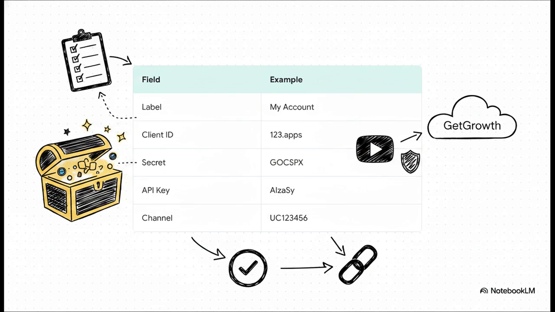So for the display label, you just enter a friendly name, something like my YouTube business account. For the client ID, you're going to paste that first key we got from Google OAuth. For the client secret, you paste the second key from OAuth. For the API key, you drop in that instant key we generated. And finally, for the channel ID, you paste the code you just grabbed from your YouTube Studio. Map it all out, click Save, and done. Your YouTube account is officially connected with GetGrowth.